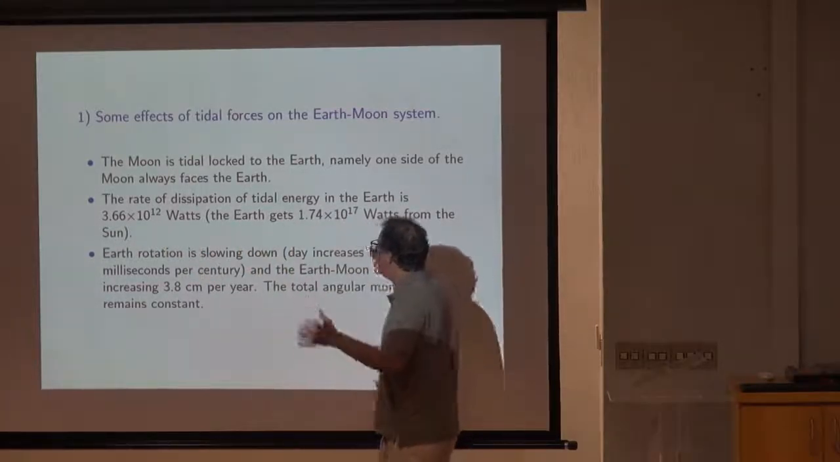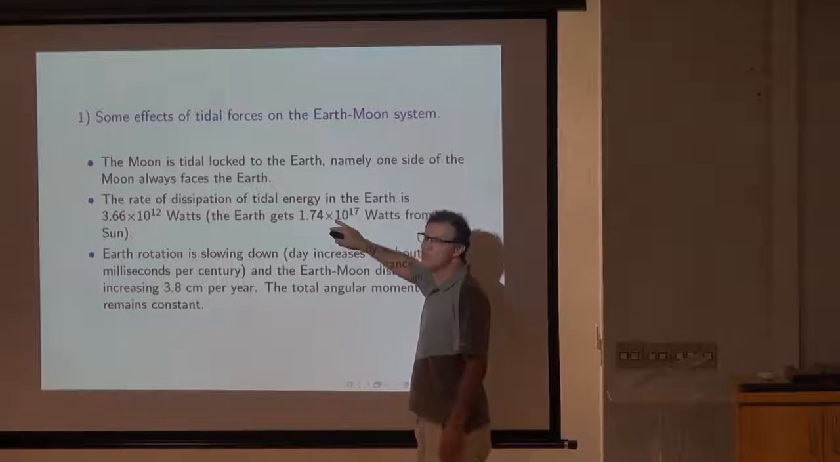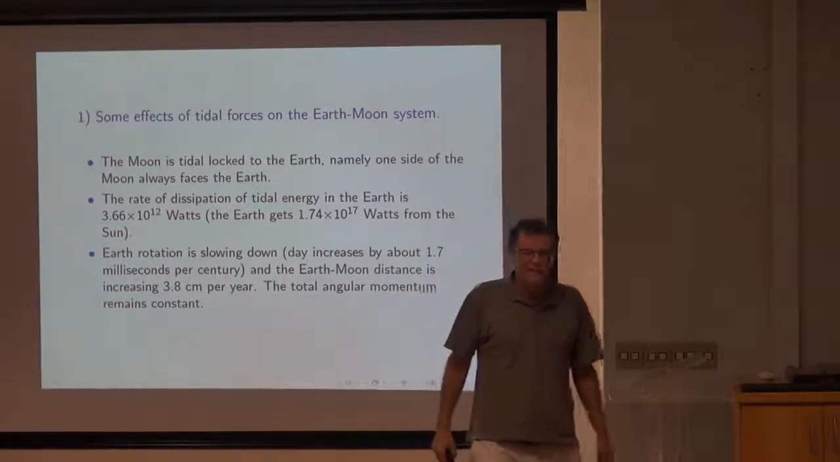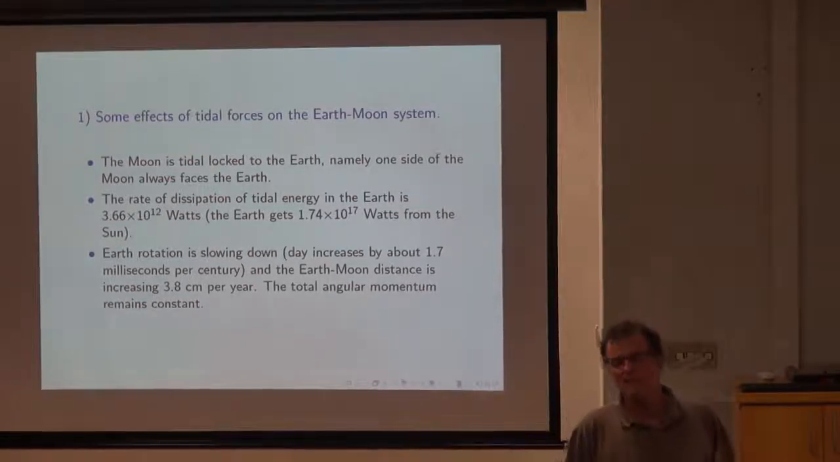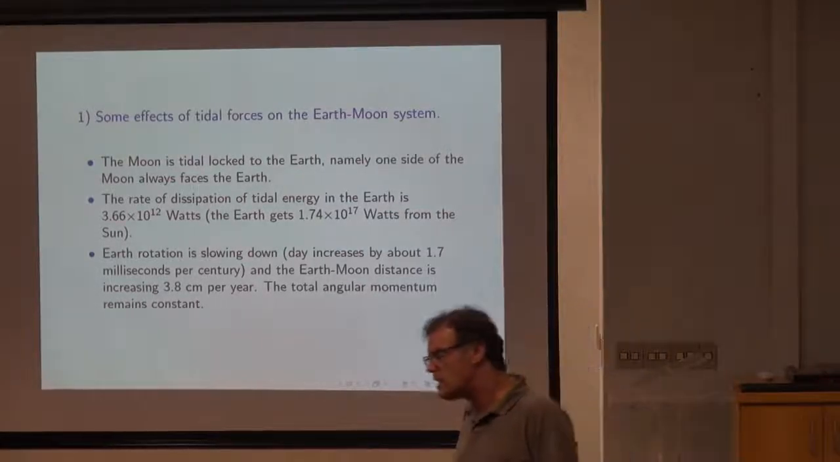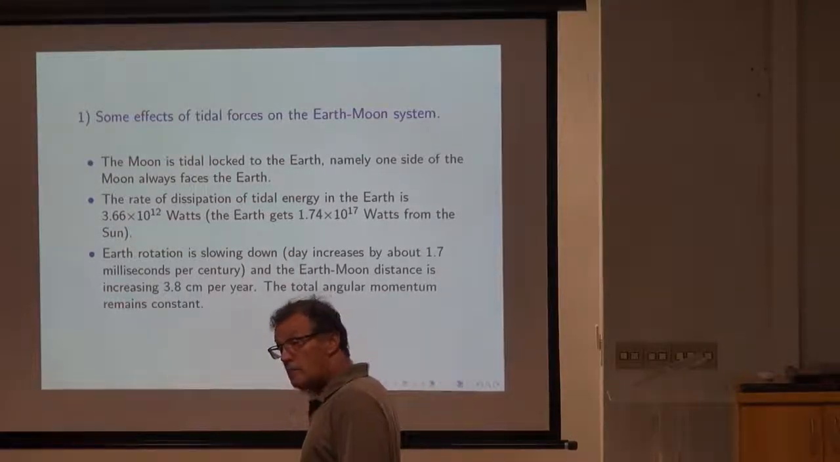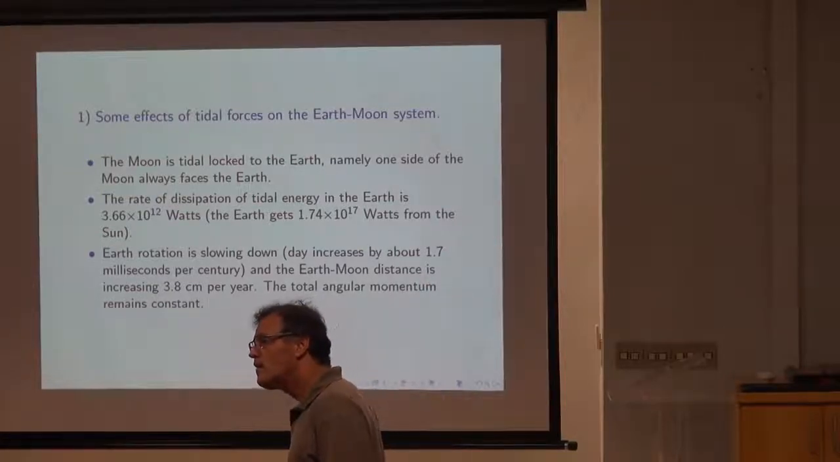And more or less, this is funny because the Earth gets 10,000 times more energy from the sun every day. So you see, the dissipation of energy by tides is 10,000 times less than the energy we get from the sun. Nevertheless, it's not negligible. It's important for the satellites. Go ahead. What happens to that energy? I'm sorry? What happens to that?